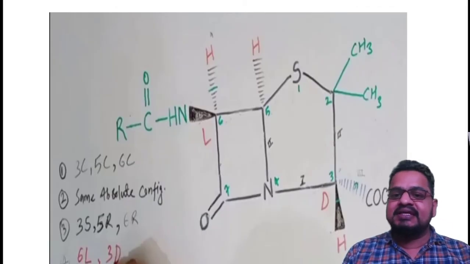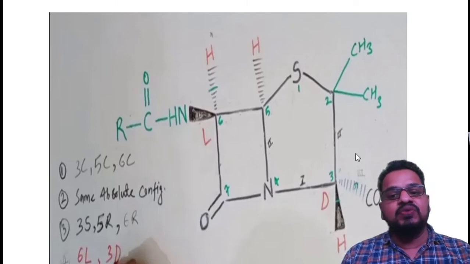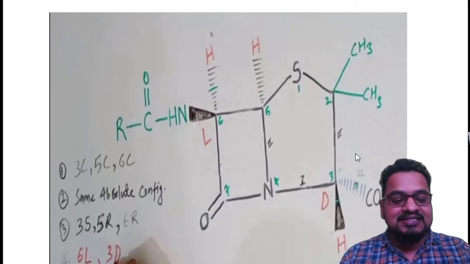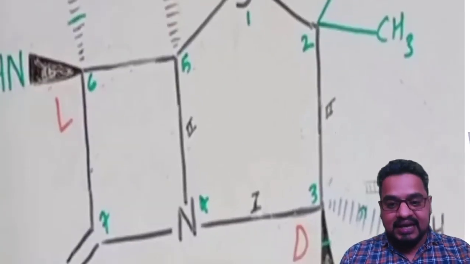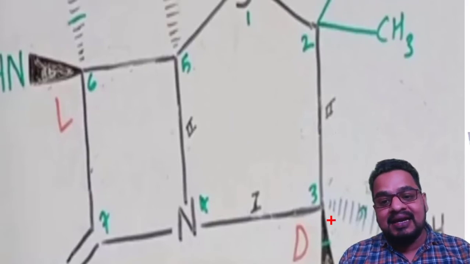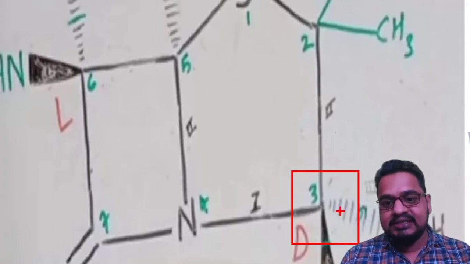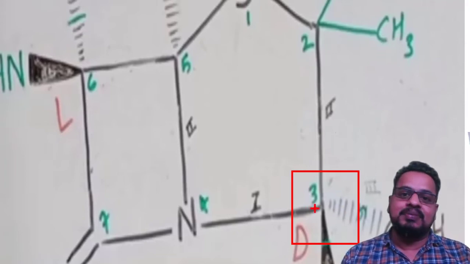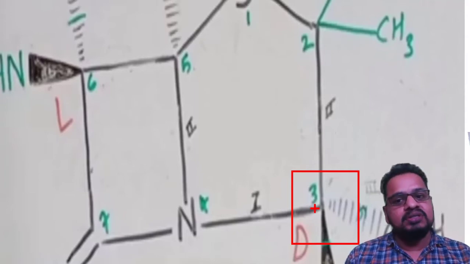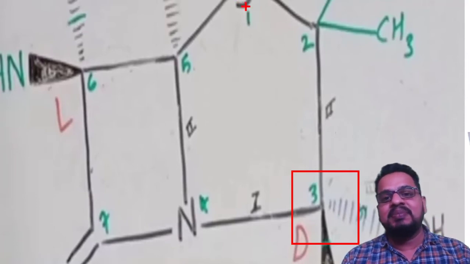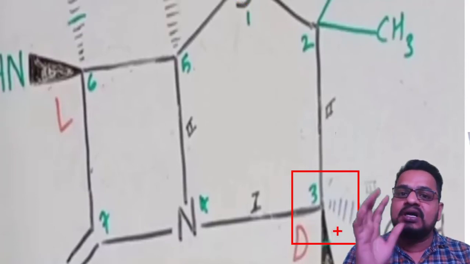If you see the structure, you will find that there are three asymmetric carbon atoms. Three asymmetric carbon atoms refers to what? There are three chiral carbon atoms. So which are they? This is the third position. At the third position, the third carbon is a chiral or asymmetric carbon. Why? Because it is attached to four different groups. So check this: one is a proton, other is COOH, other is N and a ring, and the other is S and a ring. So this one we call an asymmetric carbon atom.